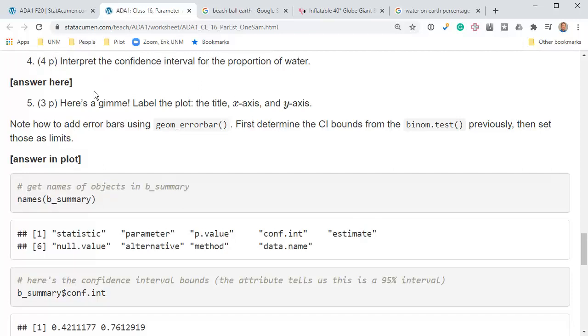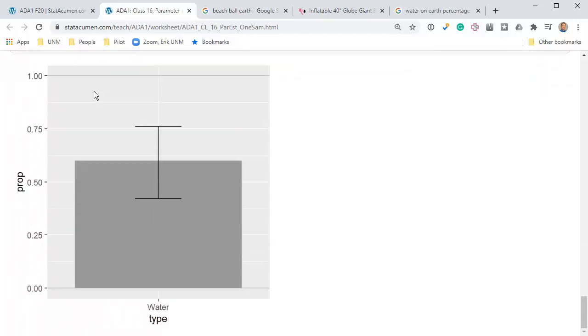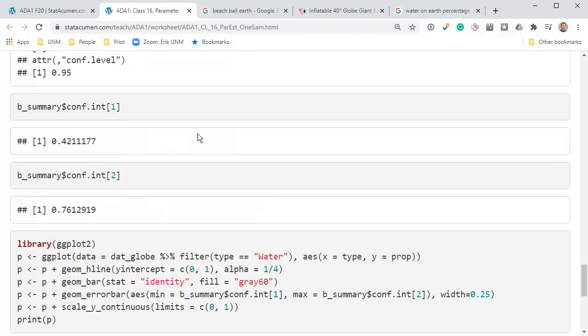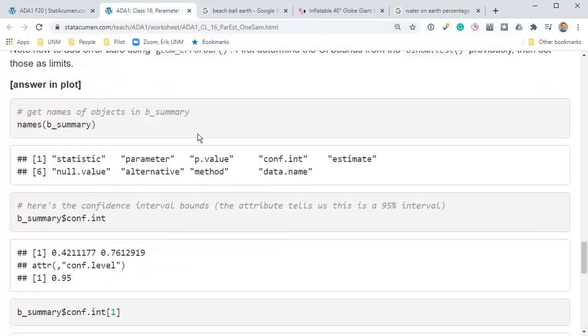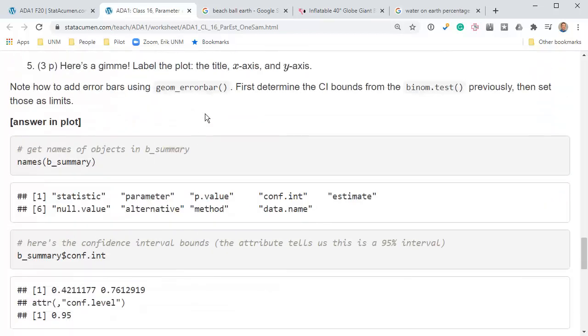I've created a nice little plot down here. Let's see how nice it is. Oh, gorgeous. It goes from 0 to 1, and the estimate here is 0.60. Right? That was our estimated value. And then it has the bounds of the confidence interval. The lower bound, what was it, 0.42 up to 0.76. That is our confidence interval. And what I'd like you to do with that plot is label it. Here's a gimme. Label the plot.